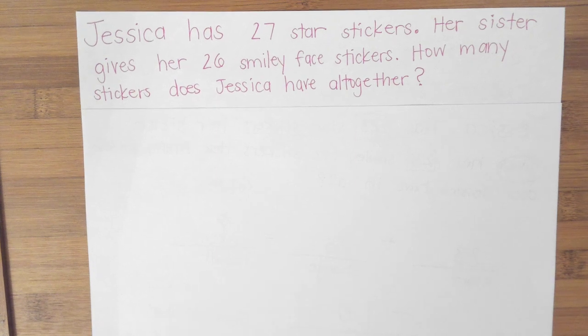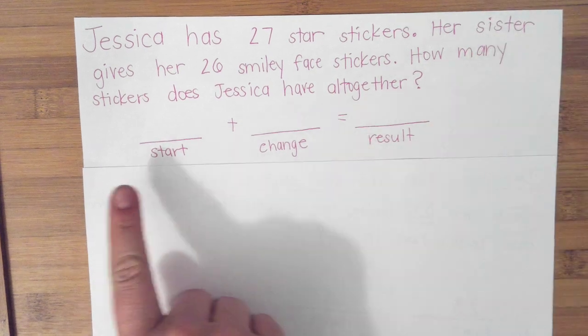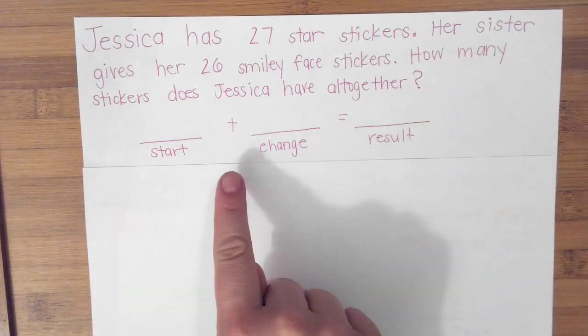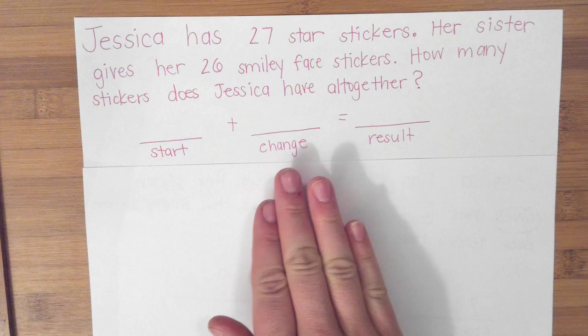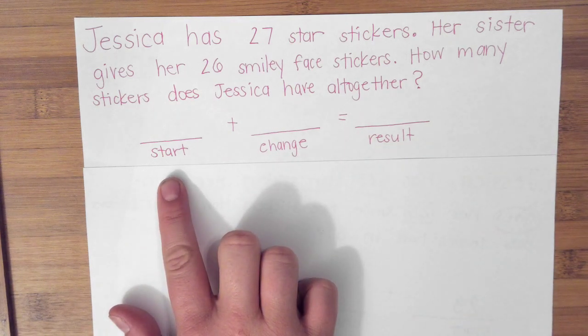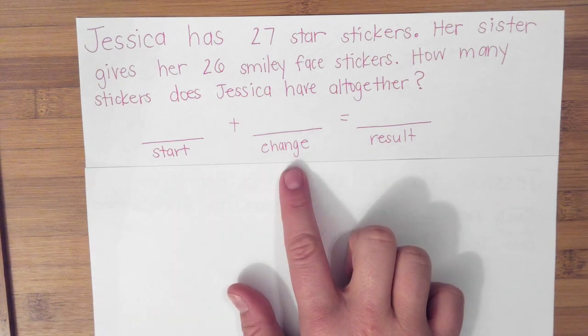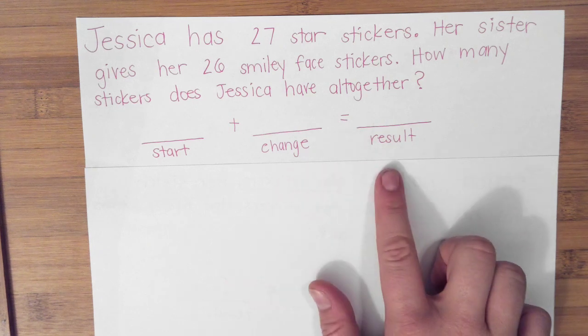And before we jump into our strategy, let's look again at how we set up our equation, okay? Remember, our equation is the same thing as our number sentence, so I know something plus something equals something. And when I have that first number that I know I'm starting with, it's called my start. And then when I add something to that start, it's called the change, because it's going to change my number. And when I add those two numbers together, I get the result.